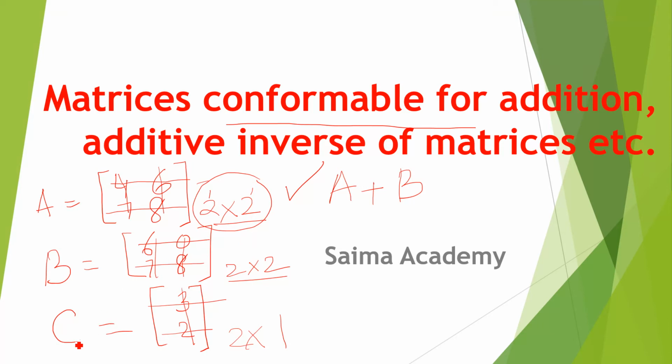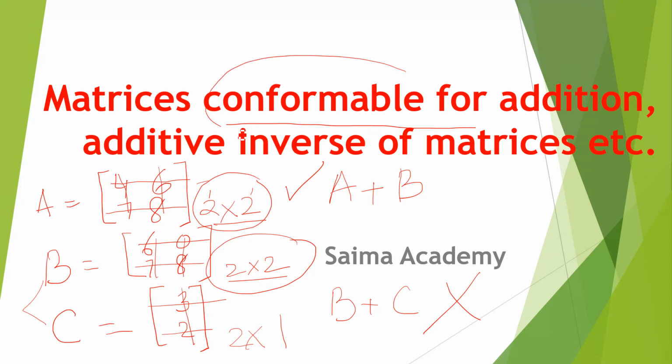And C is 2 by 1, 2 rows and 1 column. If I ask you to check whether B plus C is conformable for addition or not, B plus C you cannot add. Why? Because their dimensions are different. It is 2 by 2, it is 2 by 1. So this is the conformable condition. If you want to add two matrices, three matrices or four matrices, their dimensions should be the same. Otherwise we cannot add.